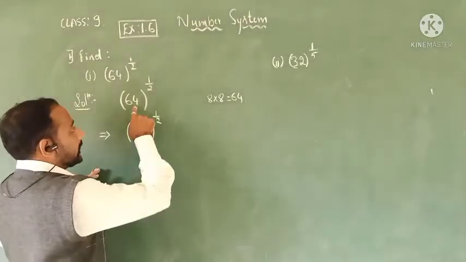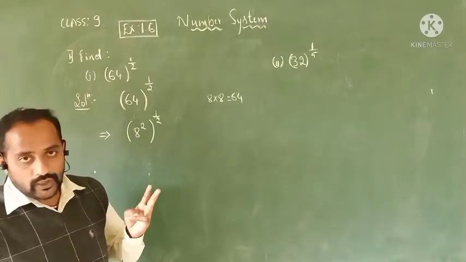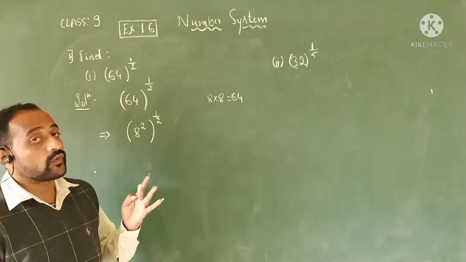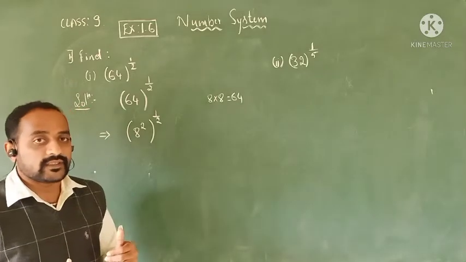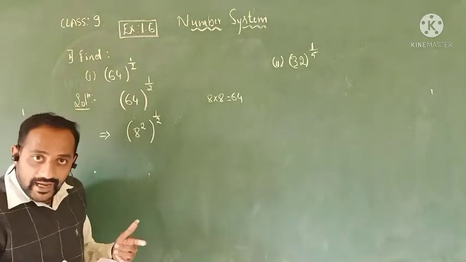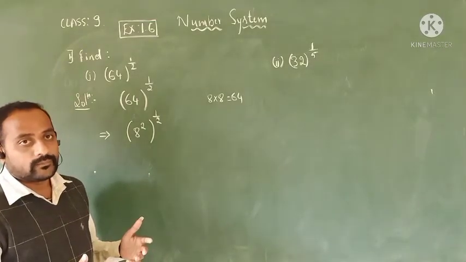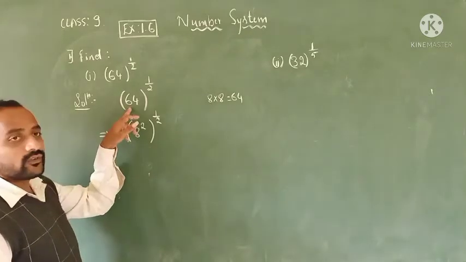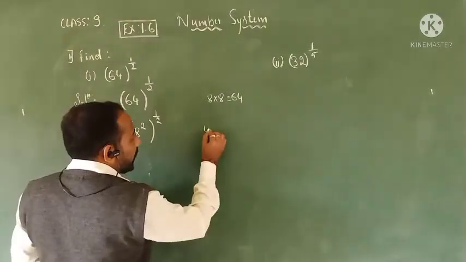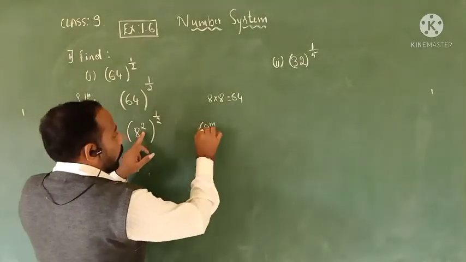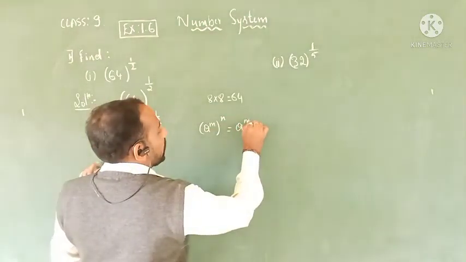So you must know all these things. It's mental calculation. For example, 2 2s are 4, 3 3s are 9, 4 4s are 16, 5 5s are 25, 6 6s are 36, 7 7s are 49, 8 8s are 64, 9 9s are 81, 10 10s are 100. So now 8 8s are 64. See? Now if you observe this one, it is in the form of a to the power of m whole to the power of n. Then I can write this in the form of a to the power of m into n.